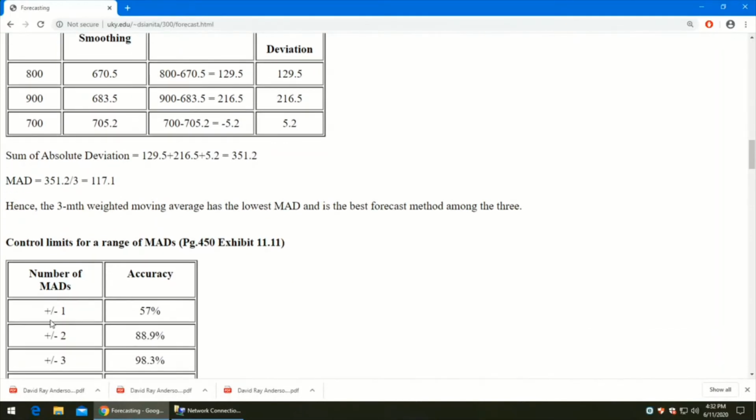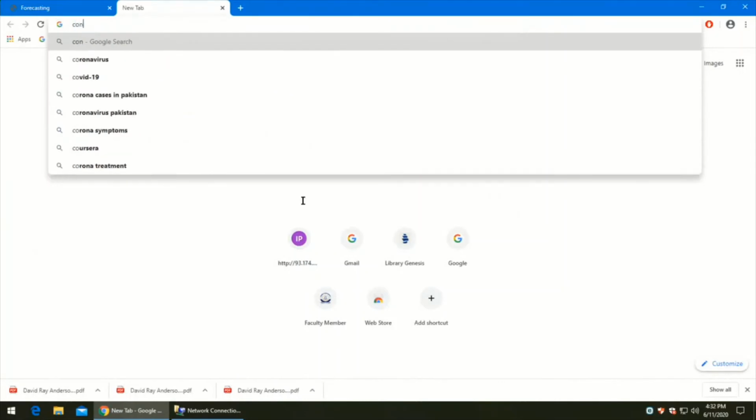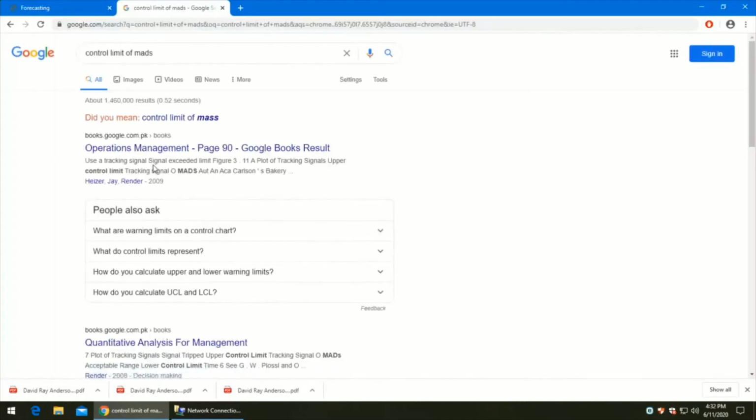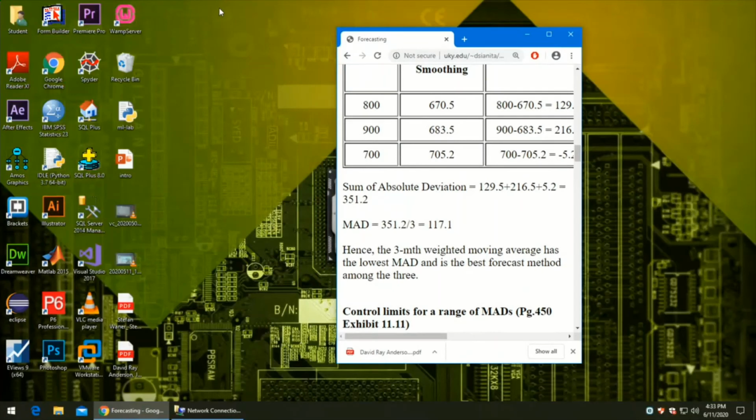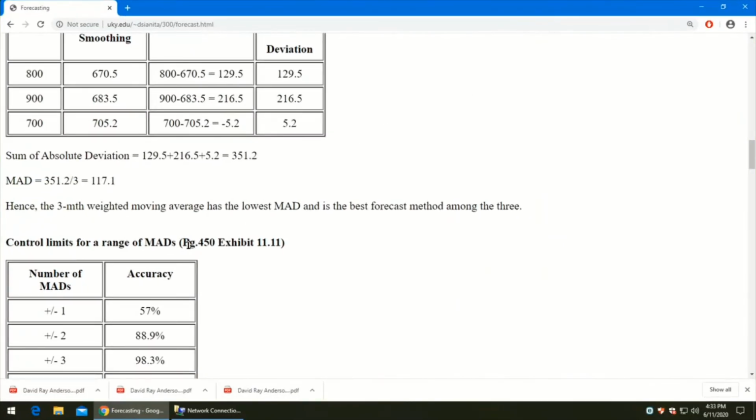So these could be -1, 2, or 3. Various methods are employed to calculate it. So accuracy, if it's 57%, with a control limit of 1. You can also find the concept of control limit in the book. As you can see, this is an operations management book, so you can read more about it here. It's about the concept of maximum or minimum values after the trend has been analyzed. So it's the control limit rather than the mean value of the whole.